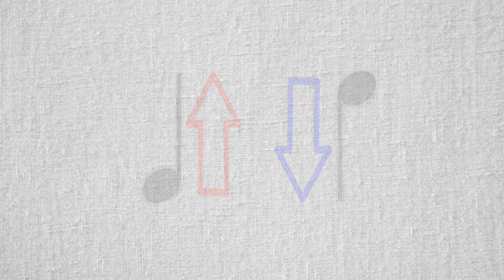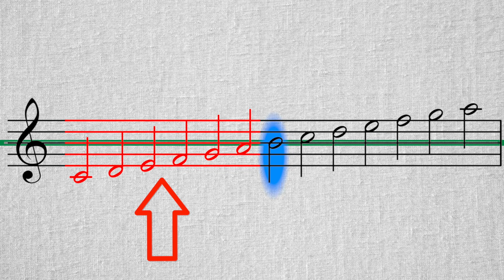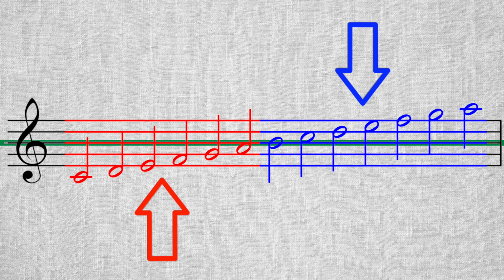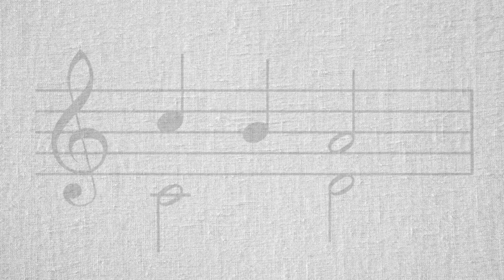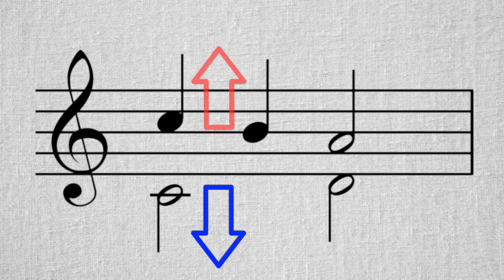So firstly is stem direction. In general, stems go upwards when the note is below the middle staff line. This does not generally include the note written on the middle staff line, which should almost always have its stem go downwards. All notes written above the middle staff line should have their stems go downwards. The exception to this is in contrapuntal writing, when two or more voices are written on a single stave. In this case, the lower voice has its stem placed down, and the upper voice has its stem placed up.